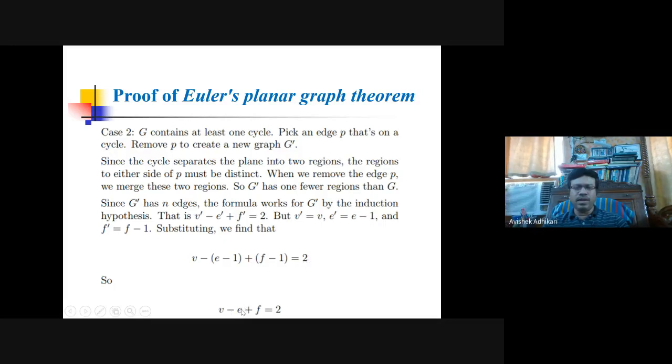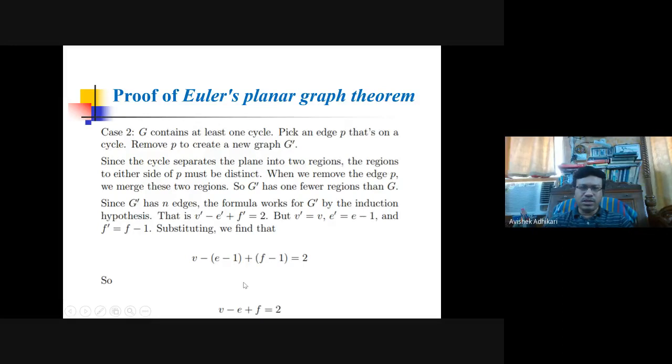That is V minus E plus F equal to 2. Is the result of the proof clear to all of you? It's a very easy idea. But based on this Euler's result, V minus E plus F equal to 2, a few corollaries are there.